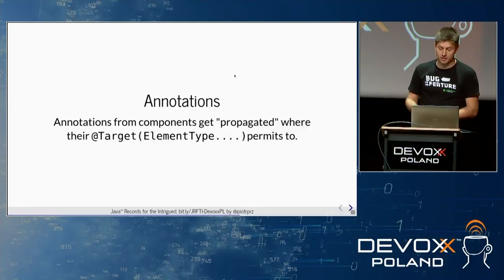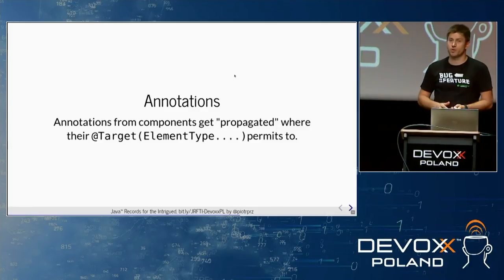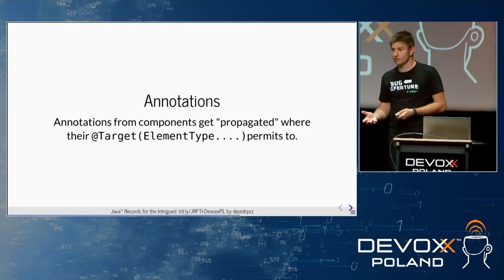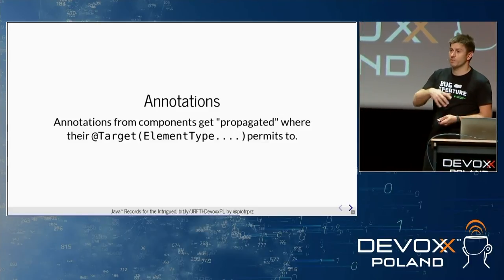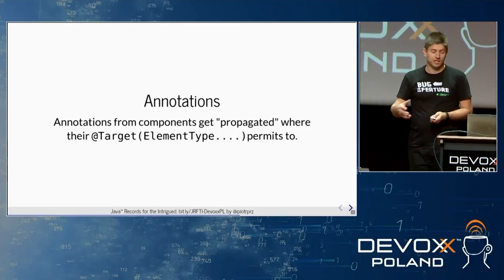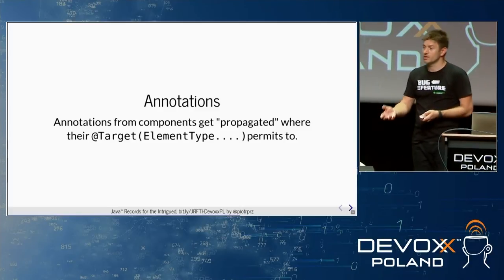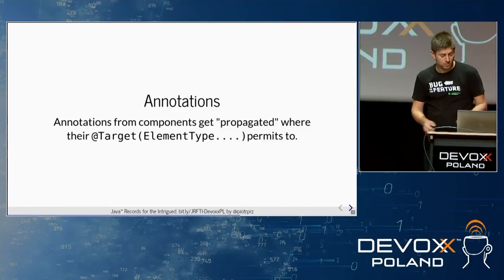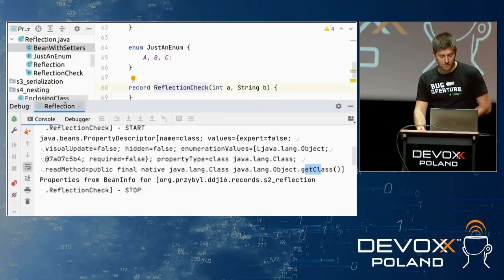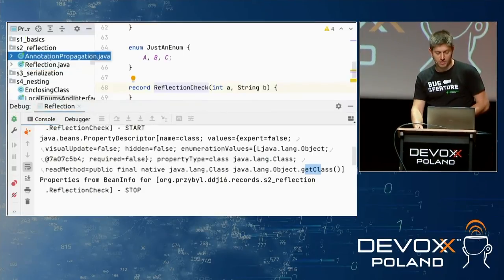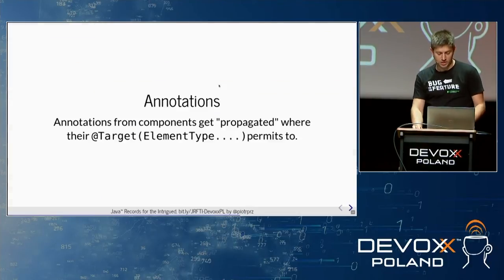Okay, annotations. Annotations get nicely propagated. When we annotate the record, the annotations get propagated where they should be. So when the target type is, for example, method, they will be propagated to accessors. When it's constructor, it will be on the constructor, and so on. There is a demo for you as well. If you really need to check it, please run this annotation propagation.